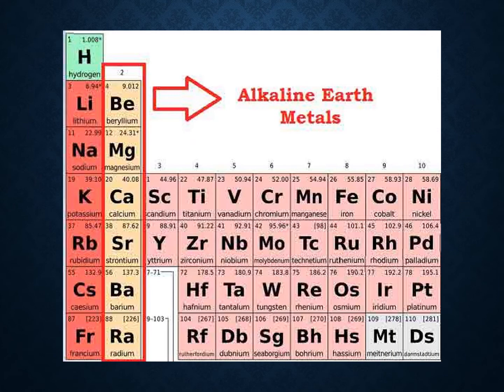So we have here group 2 of the periodic table, or family number 2. So you have these alkaline earth metals. You have beryllium, magnesium, calcium, strontium, barium, and radium.